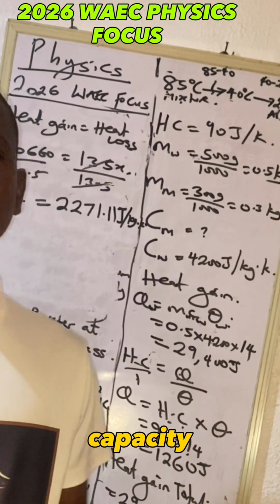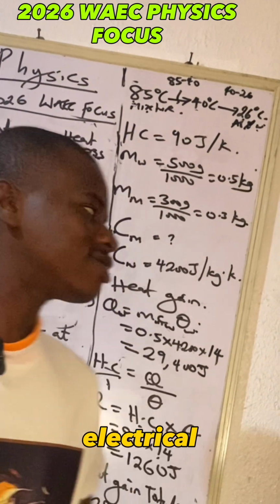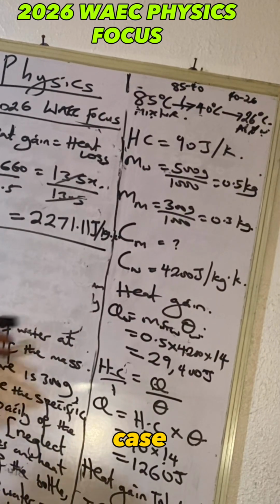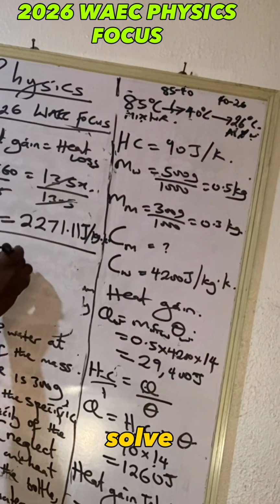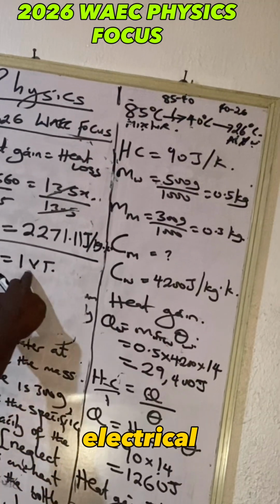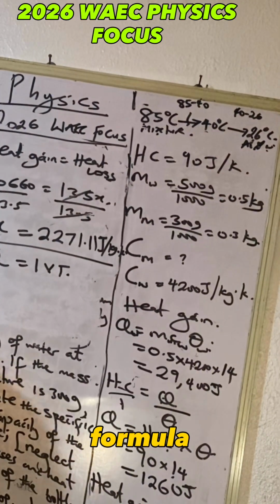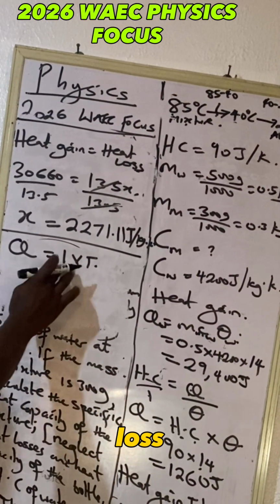So in the same way, you can be given questions on electrical components. If you see a question on electrical, the same way that we solved this, it's also the same way you are going to solve that one too. Your Q is IVt. So this is your electrical formula. So use your IVt against any of the formulas that we use here, mcΔθ. So this one is always the heat loss. For anything electrical, it is the heat loss. So please you can also use this.